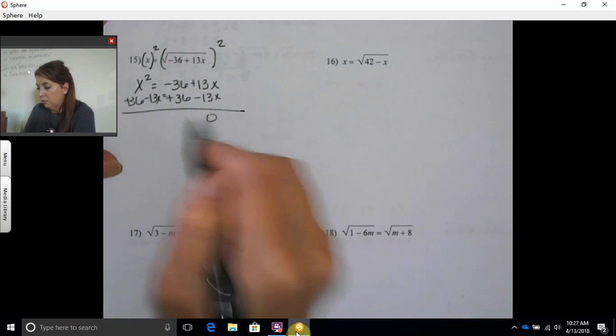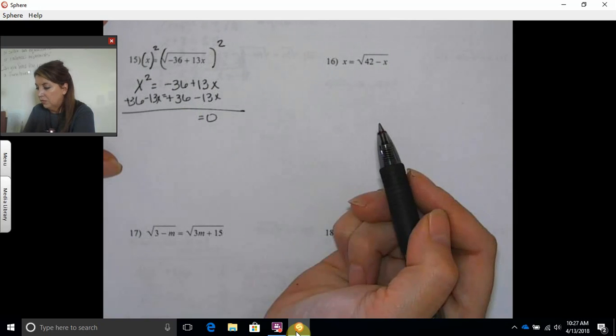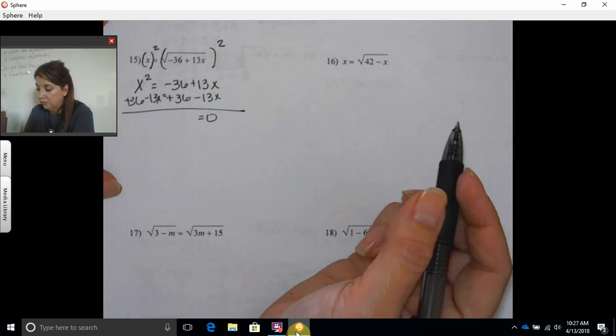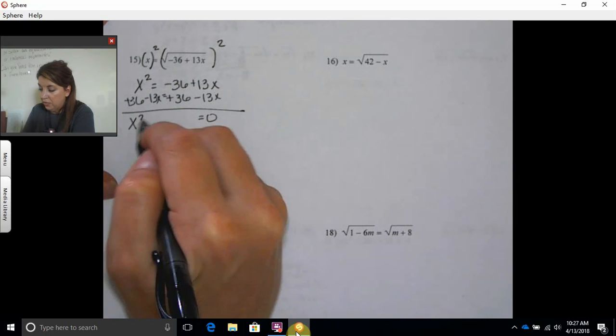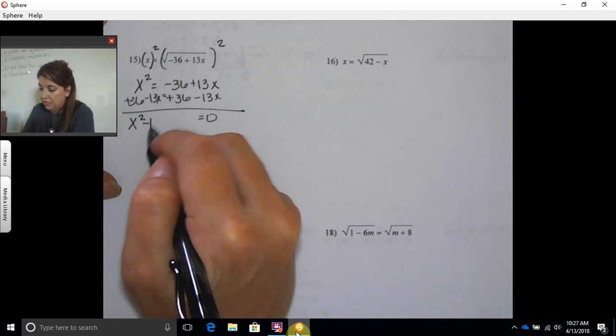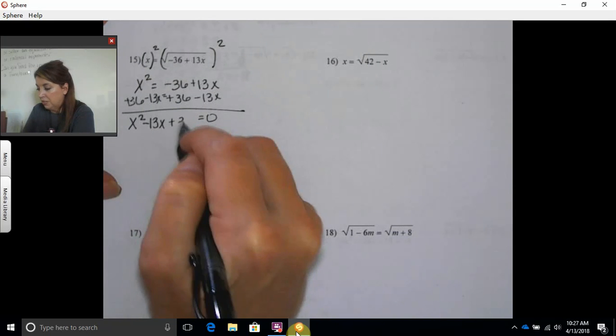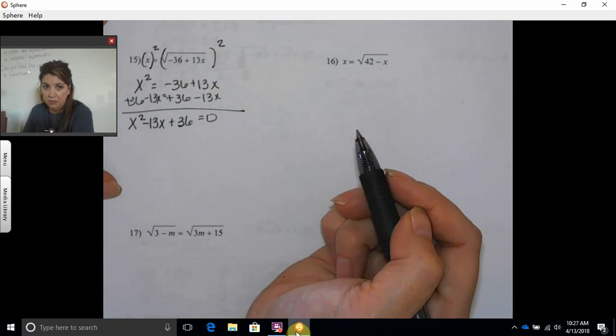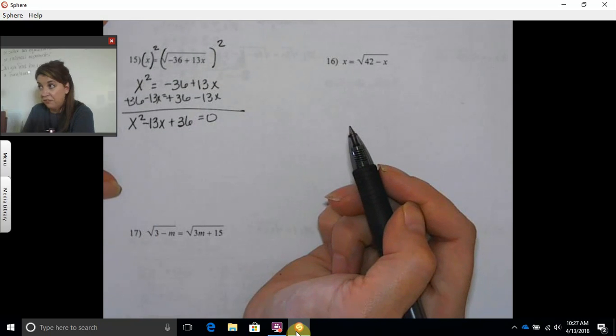So I have a 0 on the right. On the left, none of those are like terms. Make sure you put it in standard form. So that's x squared minus 13x plus 36. Quadratic trinomial. I'm going to try to factor it.